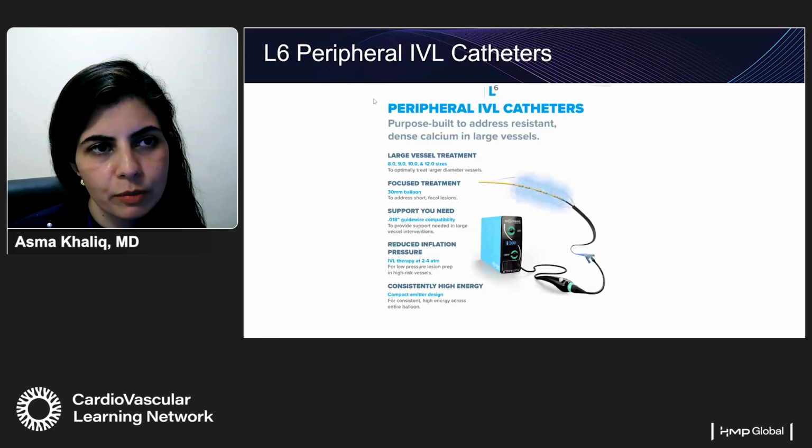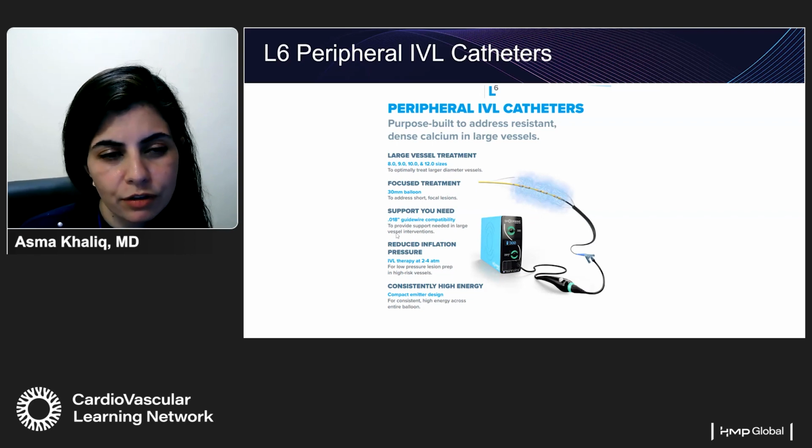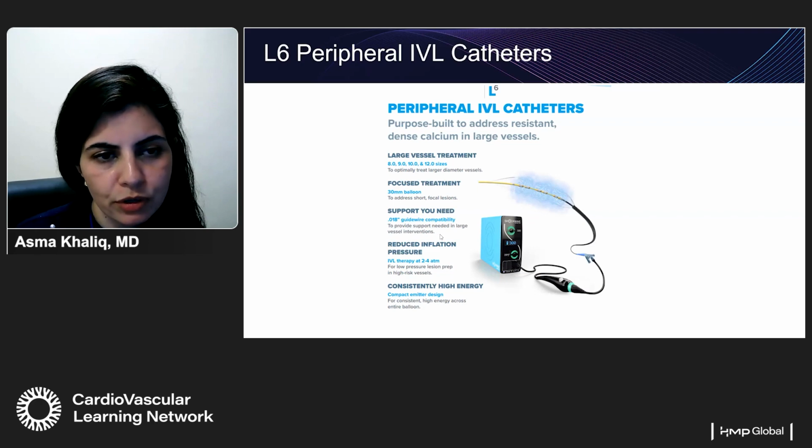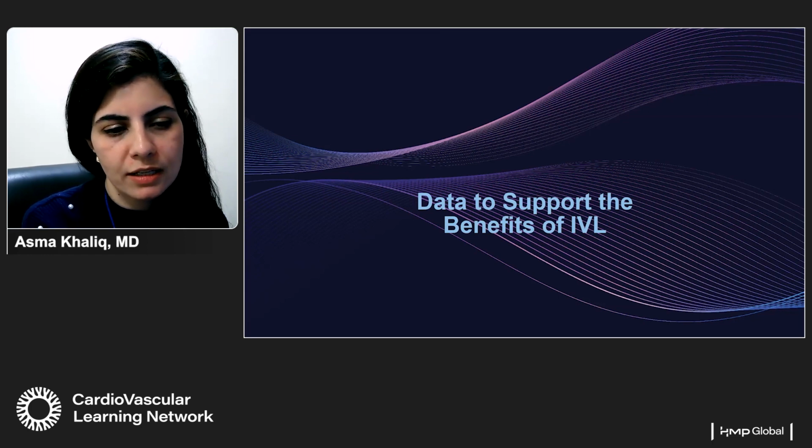I think it's worth mentioning the most recent iteration, which is the L6 peripheral IVL. They have come up with sizes anywhere from 8 to 12 millimeters. The other good thing is that it's 0.18 wire compatible, which gives slightly more support, and the balloon lengths are shorter, which is also good when you're trying to address a focal region in the iliacs. So now coming to my topic of data to support the use of intravascular lithotripsy and TAVR.